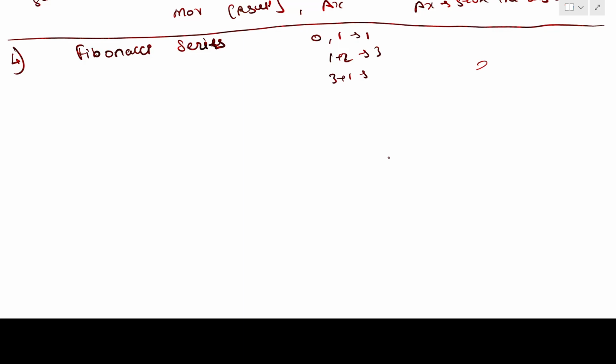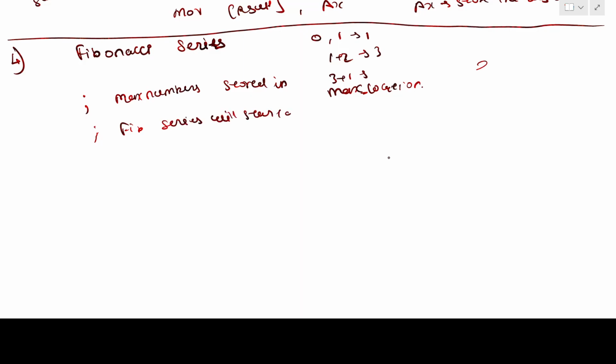In the Fibonacci series, the first comment will be: maximum numbers stored in memory location max_numbers. Then the Fibonacci series will start at location fib_series. And the second comment is: Fibonacci series starts at fib_series.